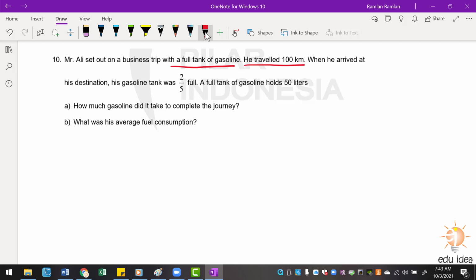Okay, so because we know that the gasoline tank should be 1 minus 2 over 5 parts, which equals 3 over 5, because we know that it's a full tank. Full means a whole thing. 1 minus 2 over 5 equals 3 over 5 of a full tank. So this part of the gasoline, he used for 100 kilometers. That is the first thing we know.